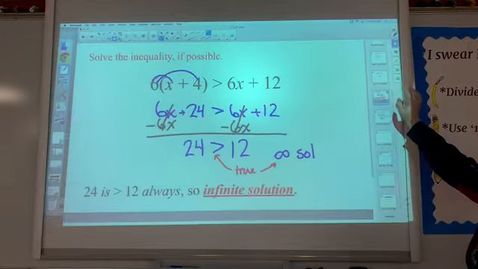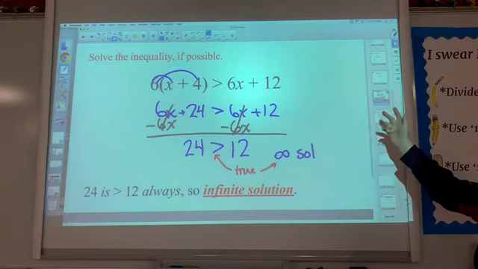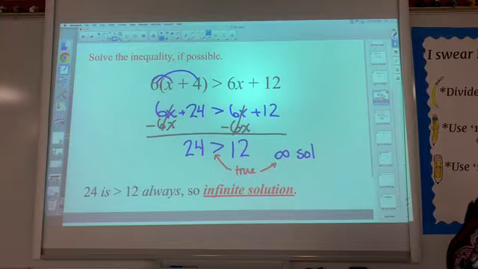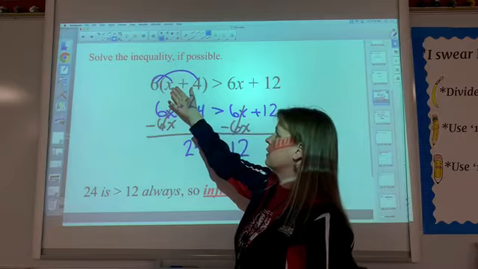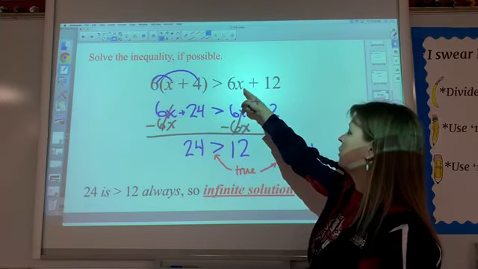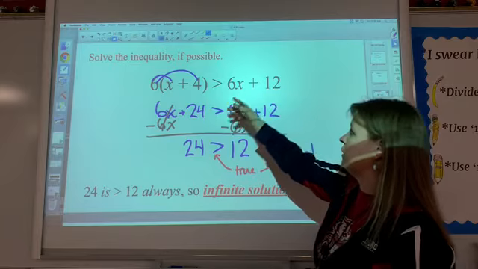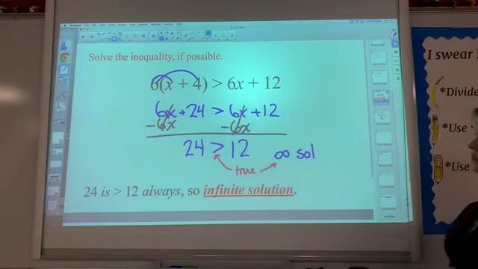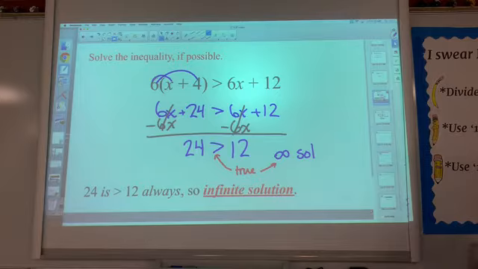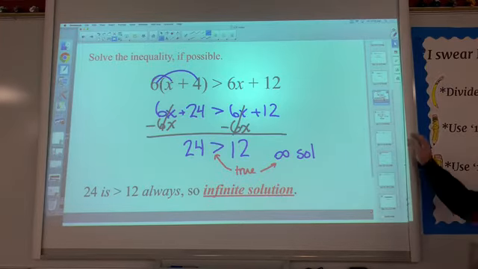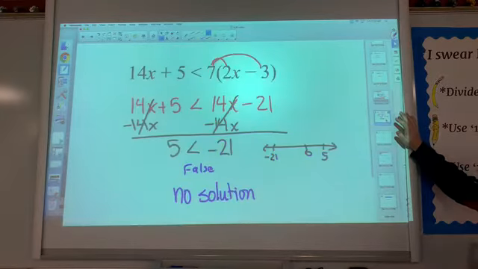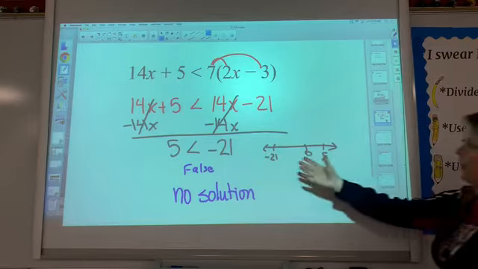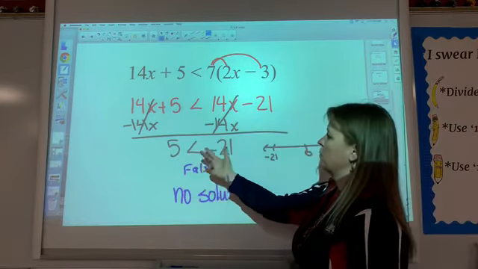As opposed to this one that said pretty much any number you could think of, if you picked that number, it would be true. My favorite number happens to be 12. 12 plus 4 is 16. 16 times 6 is 96. 6 times 12 is 72. 72 plus 12 is only 84. 96 is greater than 84. That's true all the time. You can pick your favorite number, even if it's negative or a fraction or 0, and it's going to work. Every number will be greater on the left side than it is on the right. And in this case, no number will work. Nothing can make this side of the inequality smaller than that side.